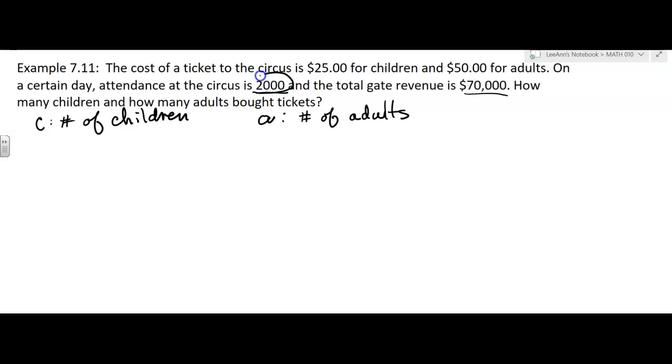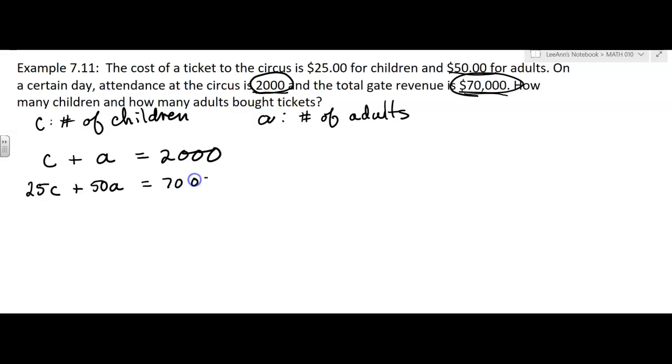Okay, now how many people came to the circus? 2,000. So the number of children plus the number of adults, that has to equal 2,000 because there were 2,000 people. Now the next one is a money equation. How did we make money? Well, for every child paid $25. Well, probably the parents did, but every adult paid $50. And that's how we brought the money in, right? And we made a total of $70,000. Okay, and sometimes the numbers get large, but that's okay. So there's our system of equations.